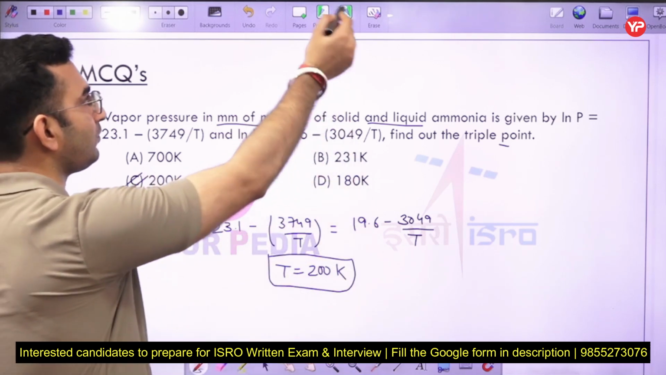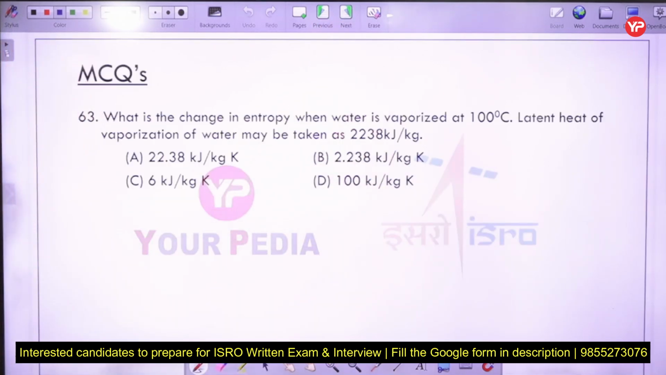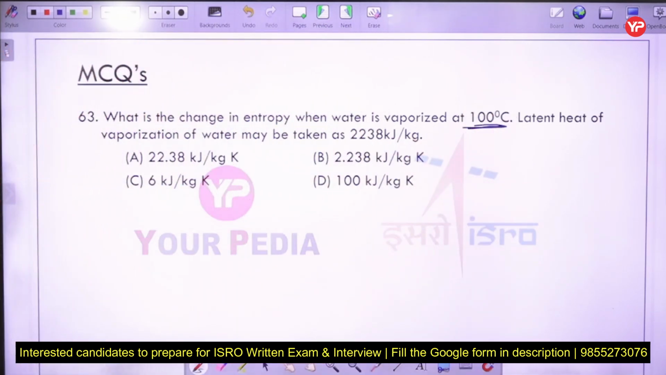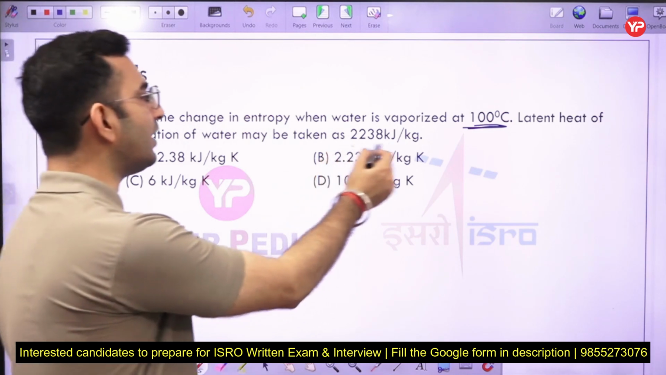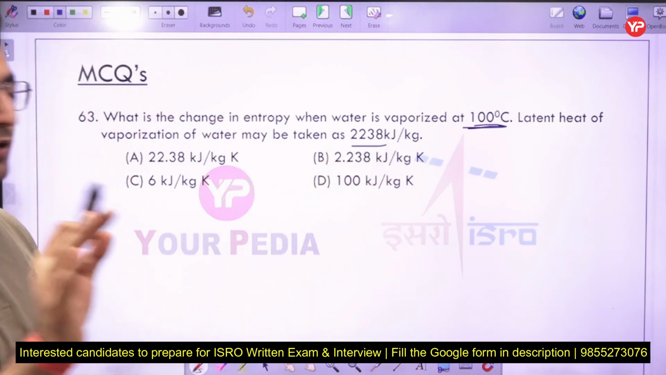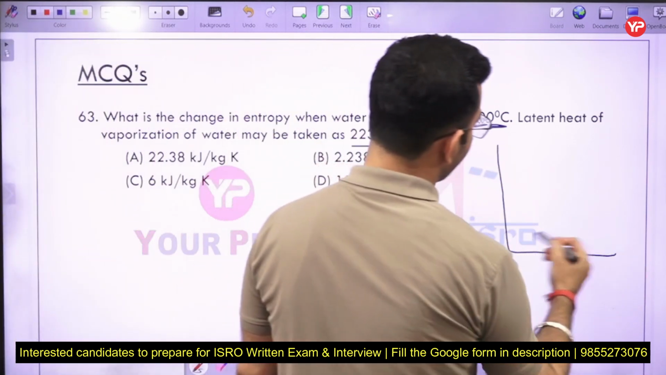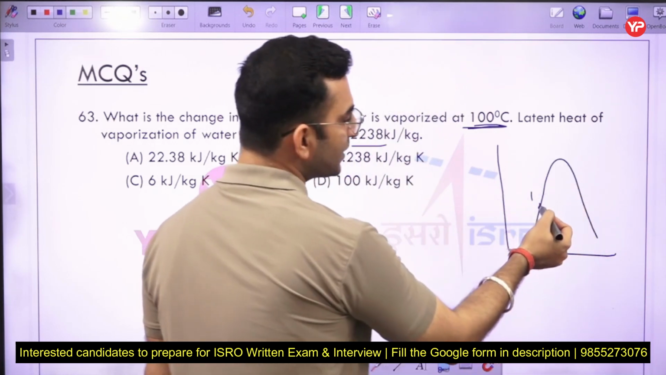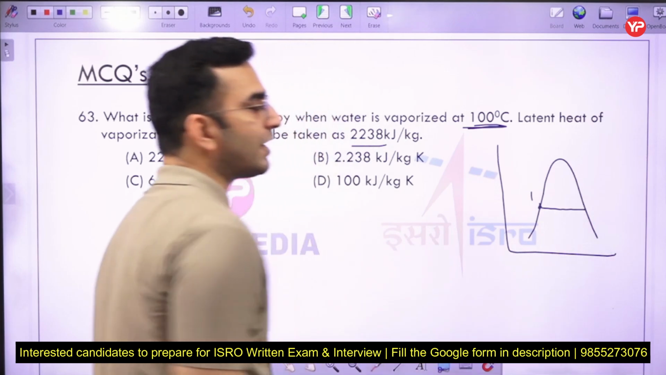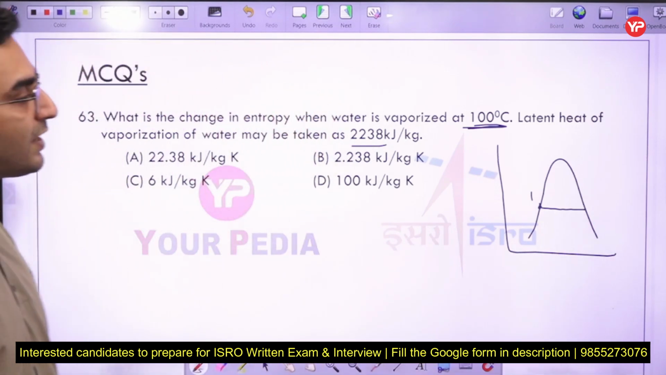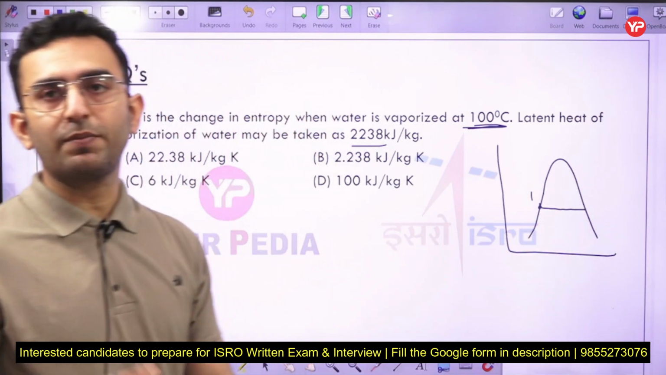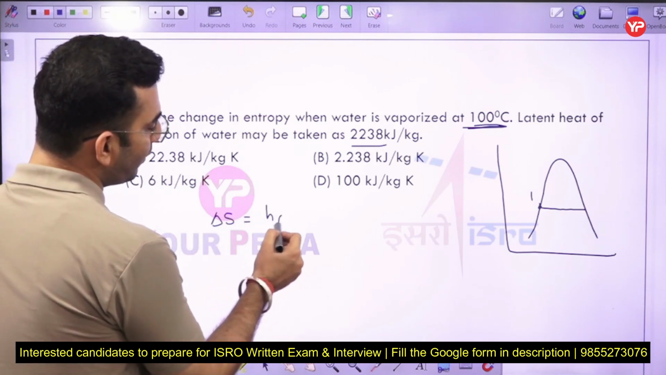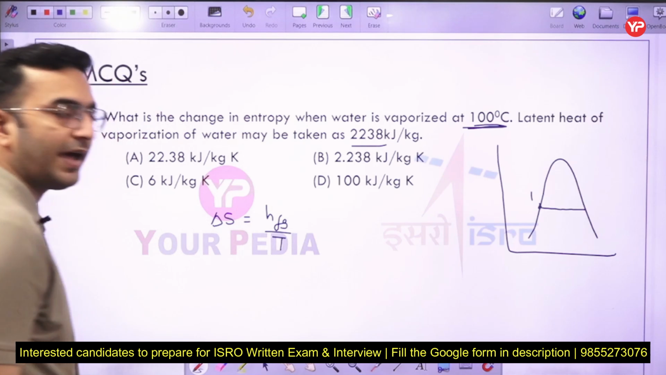Okay. Next question, what is the change in entropy when the water is vaporized at 100 degrees Celsius? Latent heat of vaporization of water may be taken as 2238. So again that's a very simple question, because in this case we have water at point number 1 and we are simply vaporizing it to the saturated vapor at a constant temperature. So in that case the entropy change is taking place. The entropy change you can simply calculate by the ratio of latent heat by constant temperature, hfg by T here.